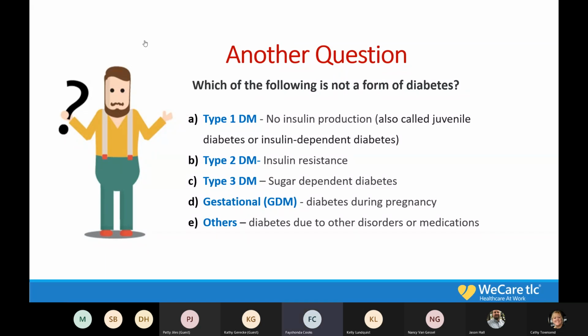Okay, we see some C's. Then lower your hand, C's. If you think it's D, raise your hand. Okay, what about E, others? Meaning other types of diabetes that are driven from other conditions.